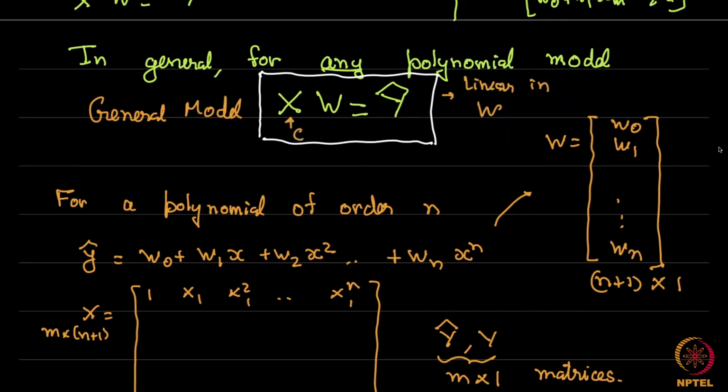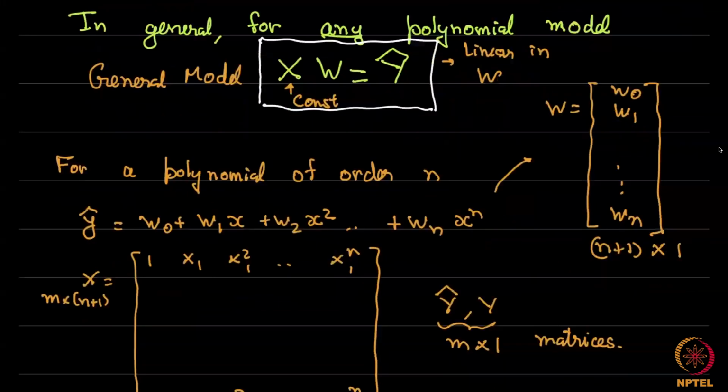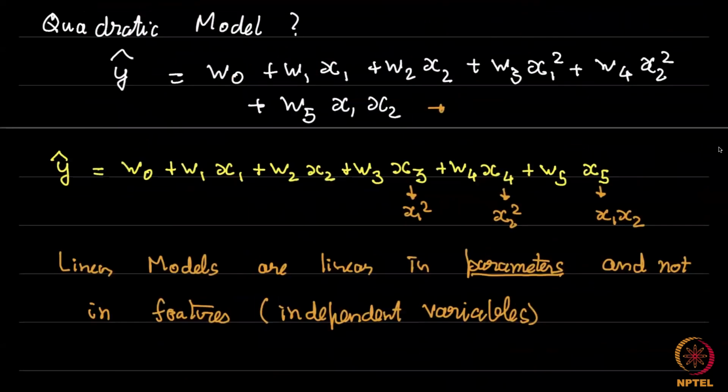X is basically a constant matrix, so it doesn't matter whether it is linear, non-linear, whatever. For example, I could make up a model with an additional term if I wish, like w6 times x6, where x6 could be sine of x1. Anything of that sort is still linear as long as you have only w6 here and not w6 square or w1, w2, w3, w6, etc. As long as that is the case, this model is always linear.